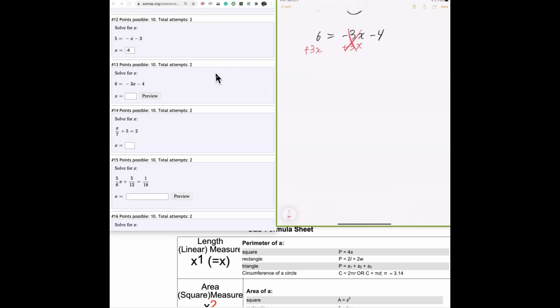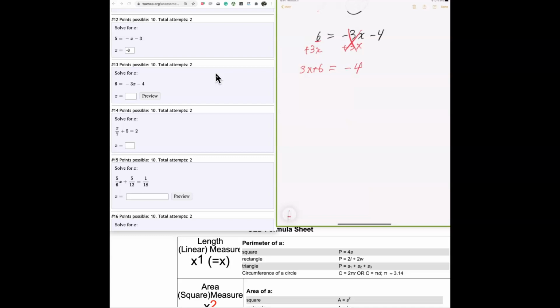This side, these get canceled out, and we have, that's a positive 6, so you could write 3x plus 6, or 6 plus 3x, doesn't matter. In multiplication and addition, it doesn't matter which way you set them up. And then we've got that's equal to negative 4.